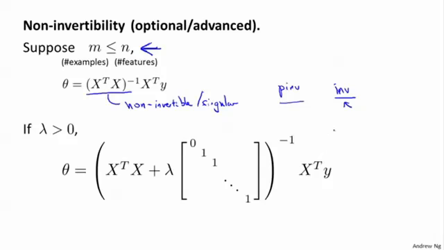Fortunately, regularization also takes care of this for us. Concretely, so long as the regularization parameter lambda is strictly greater than 0, it is possible to prove that the matrix X transpose X plus lambda times this funny matrix will not be singular and will be invertible. So using regularization also takes care of any non-invertibility issues of the X transpose X matrix as well.